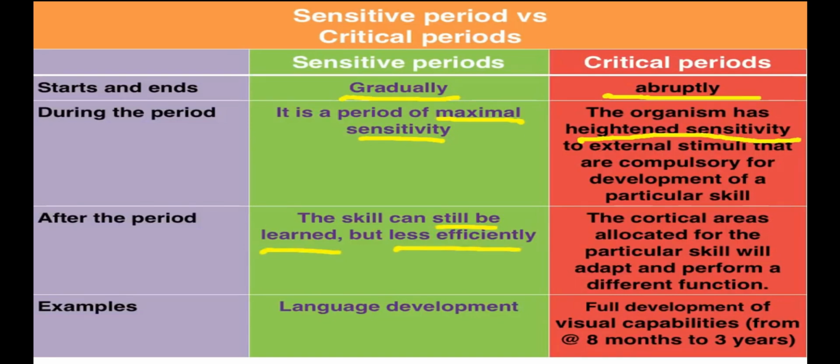For a critical period, after the period has elapsed, the cortical areas allocated for the skill will adapt and perform a different function. Examples of sensitive periods, well, language development. Again, we can learn after the sensitive period has closed, i.e. adolescence. For a critical period, an example is the full development of our visual capabilities. If we're not exposed during those critical periods, we will have some visual deficiencies.